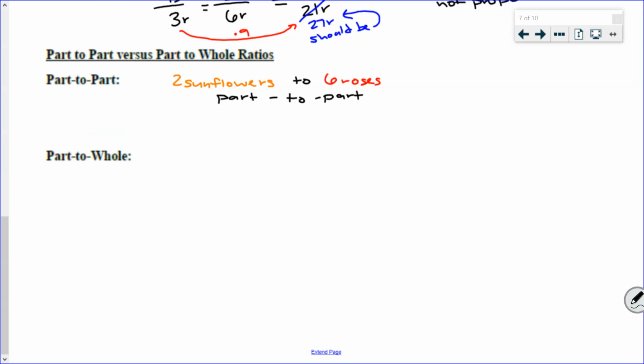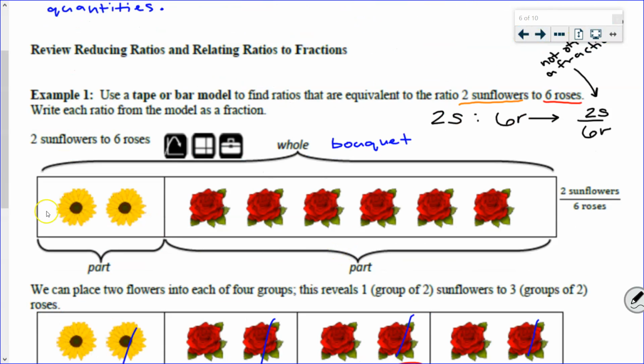Part to whole is talking about parts as it relates to the whole entire thing. So let's think about this. We'll go back to that image. If I have 2 sunflowers and 6 roses, how many total flowers do I have? 2 sunflowers and 6 roses. How many total flowers do I have? Should be a few more hands than this, like a lot more hands than this actually. 2 sunflowers, 6 roses. How many total flowers? Thank you, Berkeley. It would be 8.